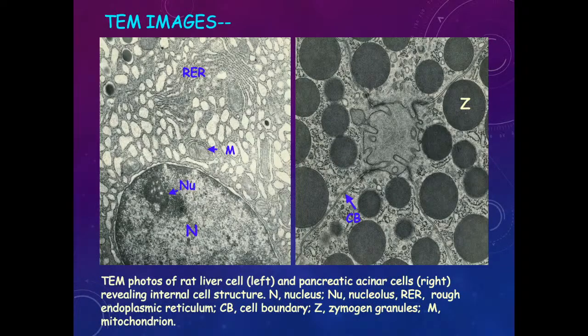So some more TEM images, 3D images we can see from the pancreatic acinar cells on the right and the rat liver cells on the left. They reveal the internal cell structures. N is for nucleus, and U for nucleolus, and RER for rough endoplasmic reticulum, and CB is your cell boundary, right? And zymogen granules and mitochondria. Mitochondria, nucleolus, nucleus, rough endoplasmic reticulum, zymogen granules, the cell boundary is there. So yeah.